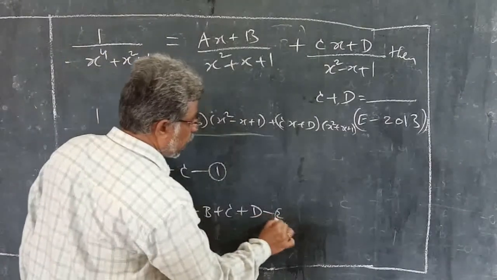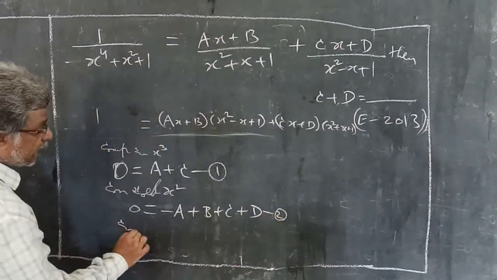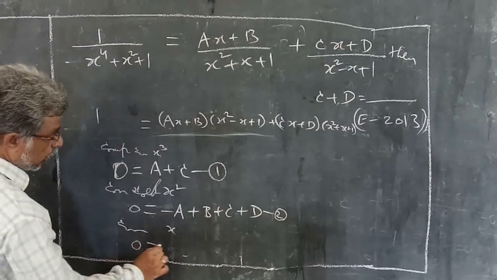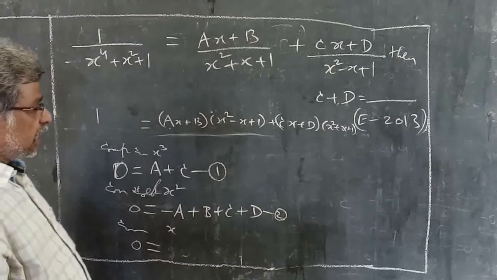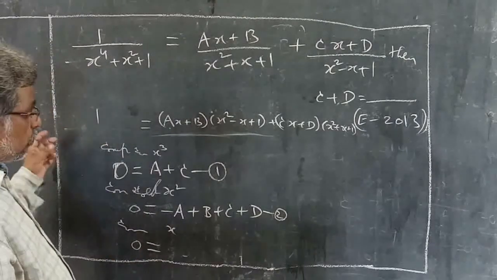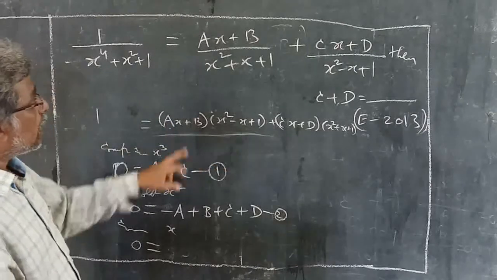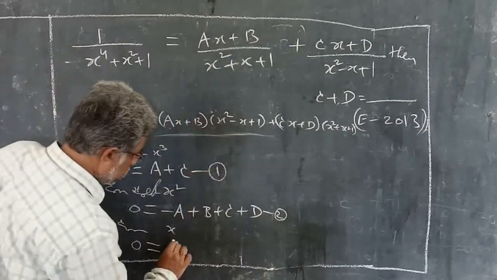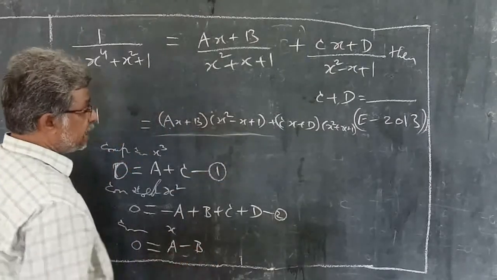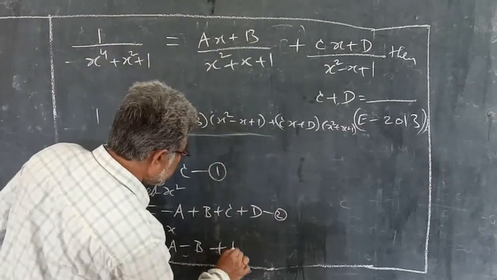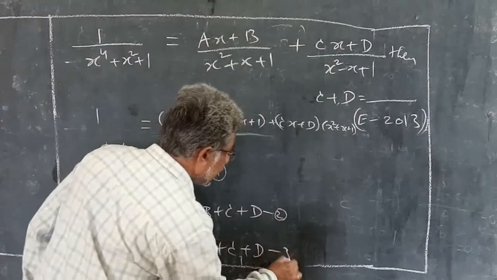Minus a plus b plus c plus d is equation 2. Next, comparing coefficient of x: on this side again 0, equal to, what do you get? X here is a minus b plus c plus d. Equation 3. The sum is over.